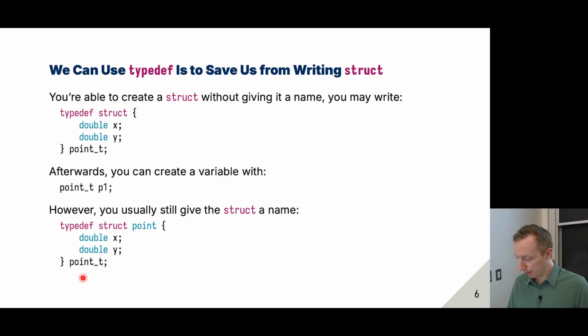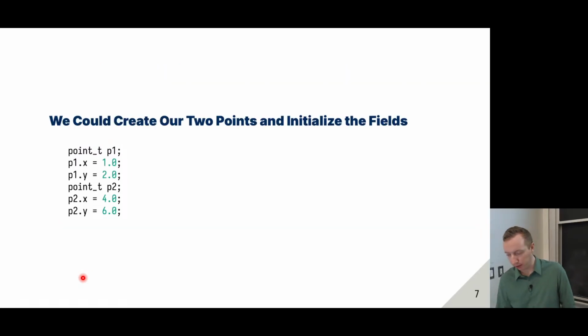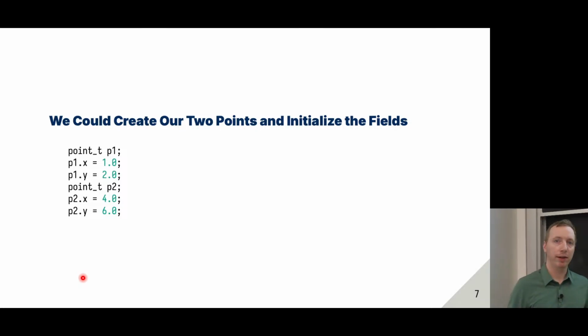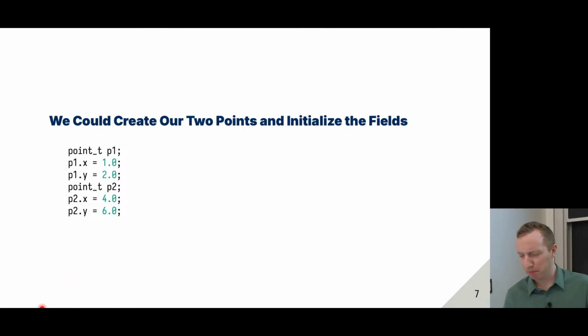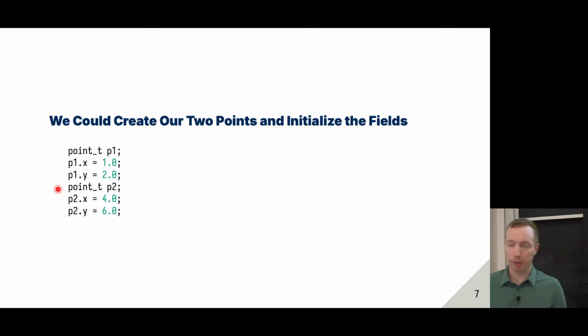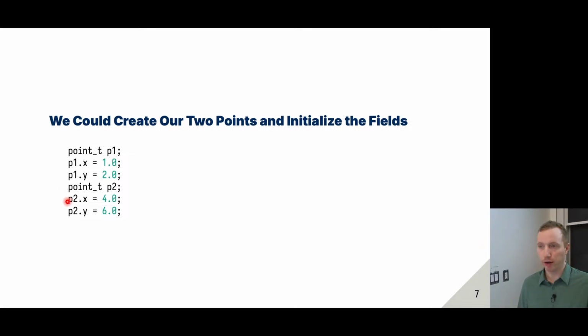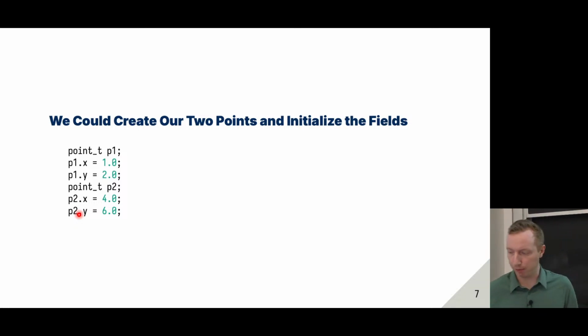So if I wanted to create our 2 points and initialize the fields, I could do something like this instead, which seems like I kind of logically group them here, but seems like a lot of work here. So I could create a point_t called p1, and then do p1.x equals 1, p1.y equals 2. Create another point, I'll call it p2 because I have original ideas, and then set p2.x equals 4, p2.y equals 6, and then that does essentially what I had before, right?